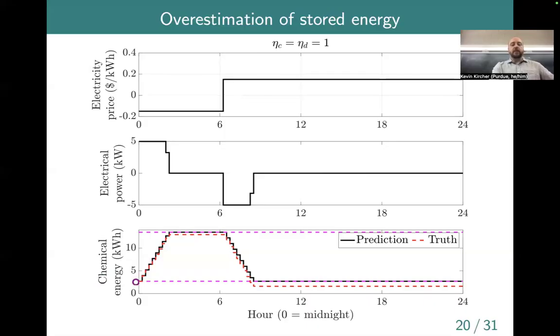So energy goes up as we're charging, comes down as we're discharging. That's all fine. Here, the black curve is the prediction, basically what we would expect if we had the perfectly efficient battery. And the dashed red line is the truth, what we actually get if we have an imperfectly efficient charging and discharging battery. Yes?